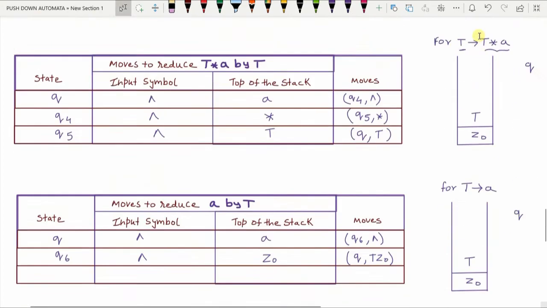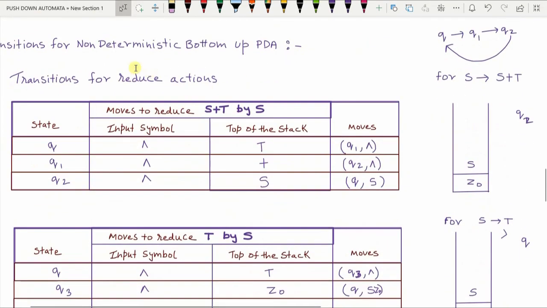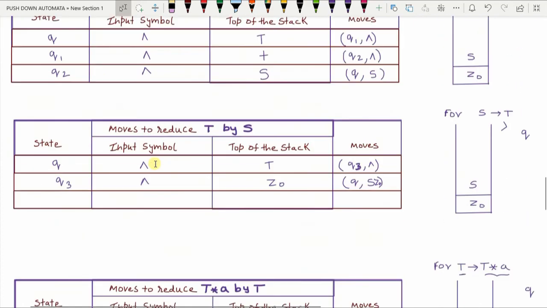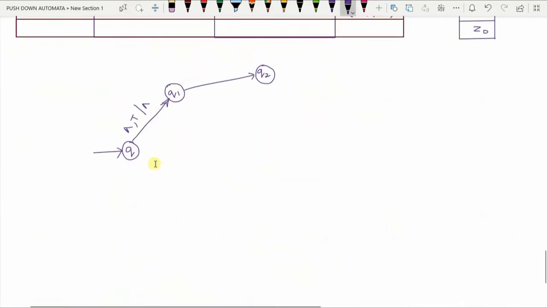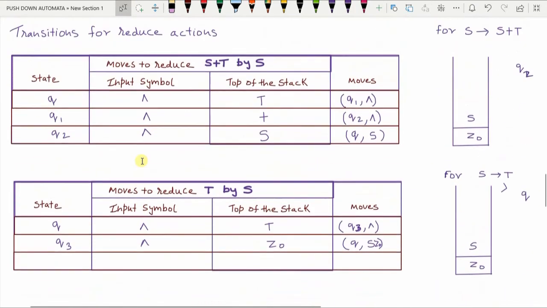Now how do you go to Q2 state? From Q1 you go to Q2 state on reading null and top of the stack is plus, and by popping out. So null, plus, and popping out. By reading null, top of the stack is plus, and the action that we take is popping out. So you are in Q2 state.